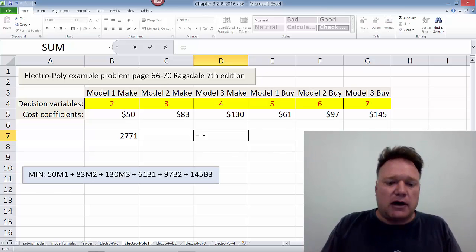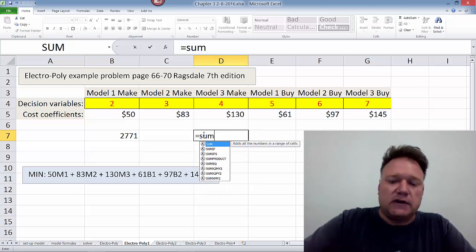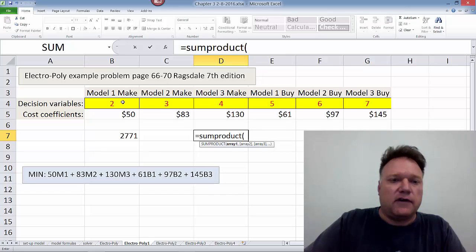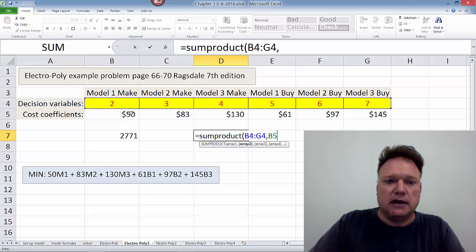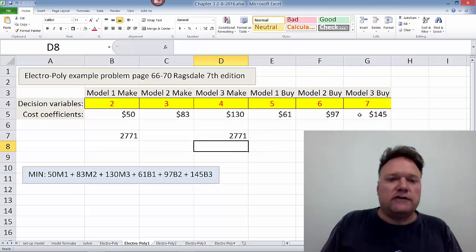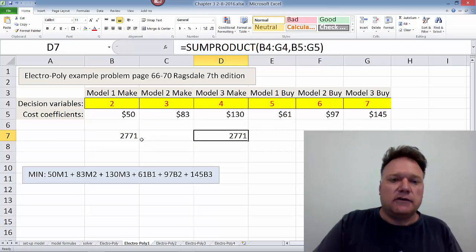So this is a sum product is what I want to use. Equals sum product, open parenthesis, give it the first range, B4 to G4, separate, put a comma, and then give the second range, B5 to G5, close parenthesis. Notice how I get the same number, so those are equivalent.